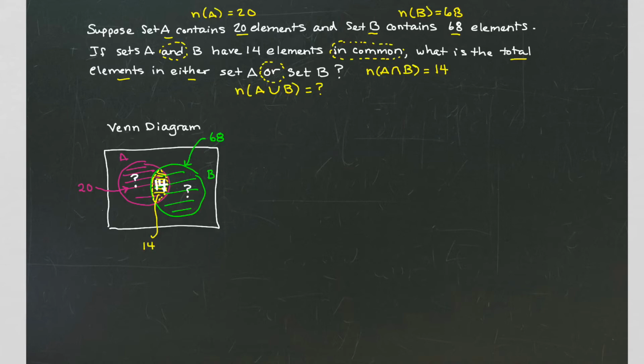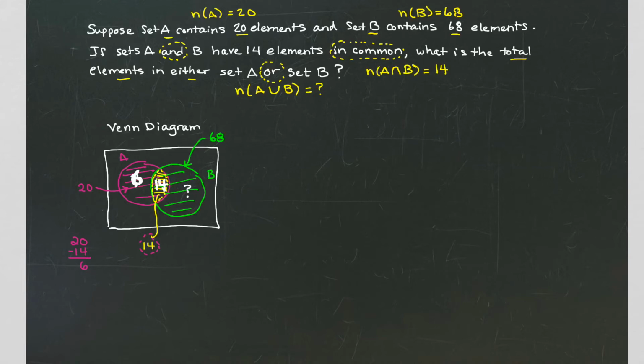Well, we have to take the total elements in the whole pink set, which are 20, and then we have to subtract from 20 the number of elements that are in the middle, the intersection if you like. So if we subtract off 14, that tells us there are 6 elements left on the outside of that intersection, but which lie inside the pink set. So we have 6 elements in the part that just contains the elements in A.